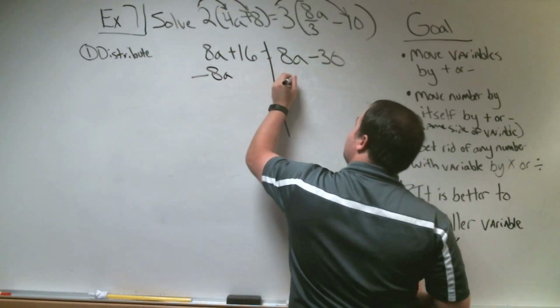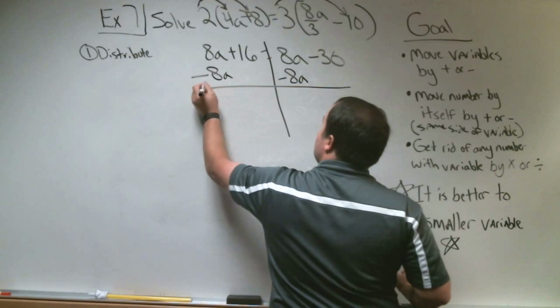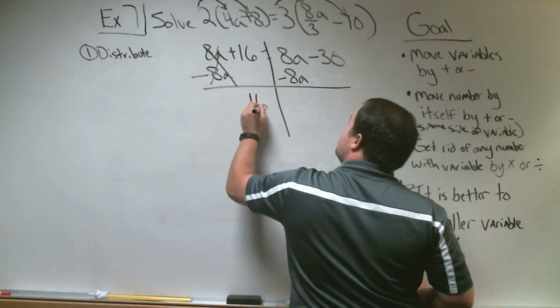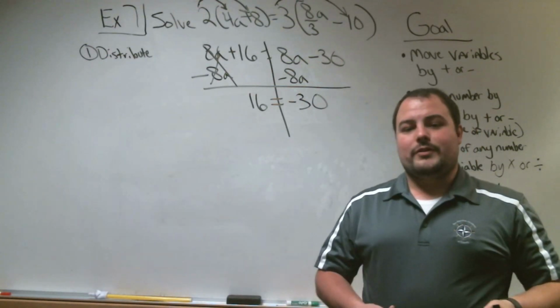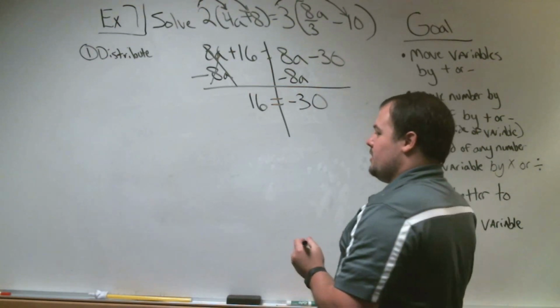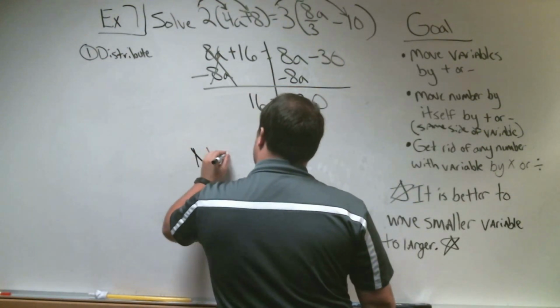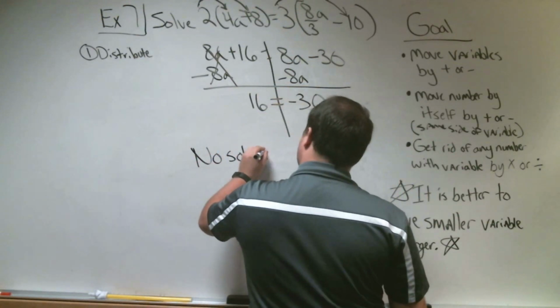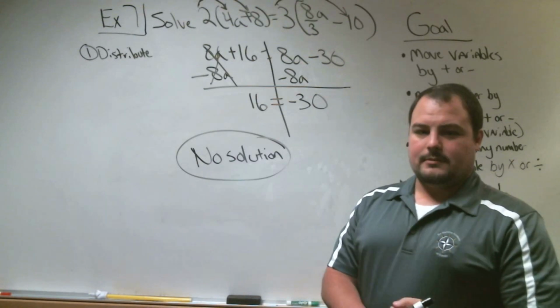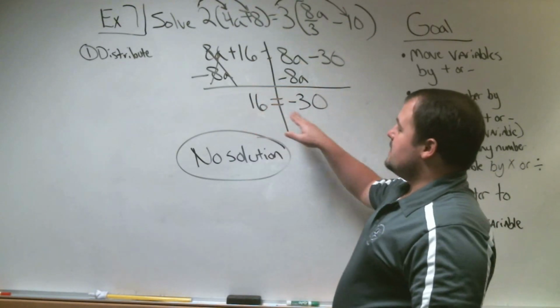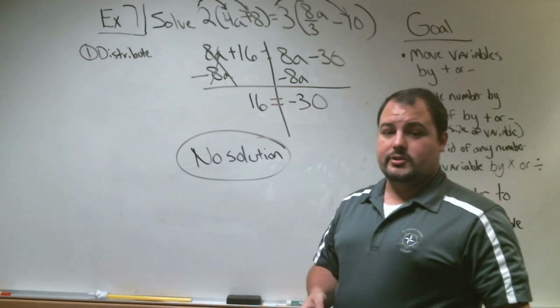Subtract 8a, subtract 8a. This cancels out, and we got 16 equals negative 30. And we know that 16 is not equal to negative 30, so this one has no solution. And that's our answer for this problem. Since the left side is not equal to the right side, there's no solution.